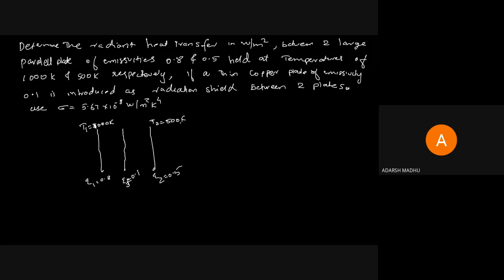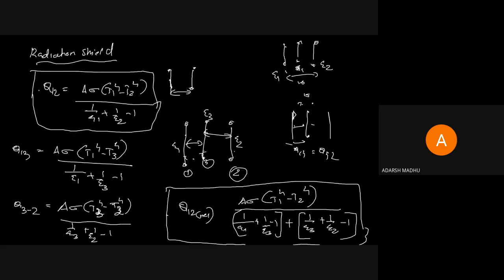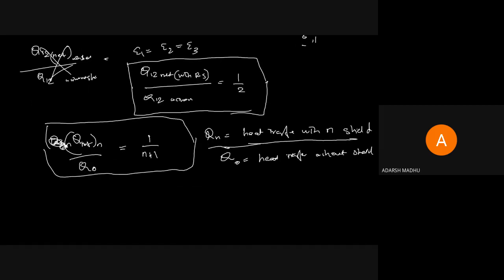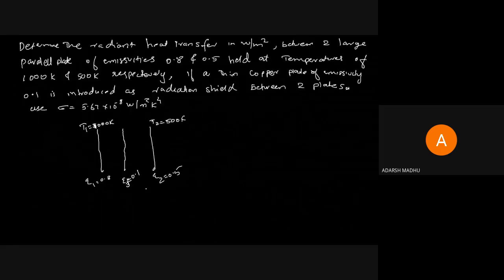Use the sigma value. So it is a straight question using the equation. So there is the radiation shield. So which equation should we take? There are two equations, with the radiation shield and without the radiation shield. There is a radiation shield, right? So you want to use this particular equation of Q12 net. A into sigma into T1 raised to 4 minus T2 raised to 4 divided by 1 by epsilon 1 plus 1 by epsilon 3 minus 1 plus 1 by epsilon 3 plus 1 by epsilon 2 minus 1. Okay, that is the equation.